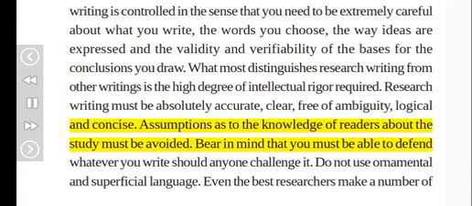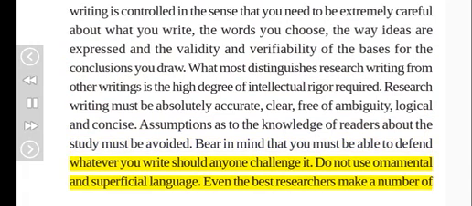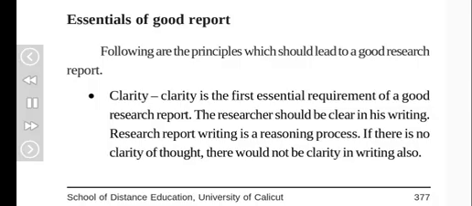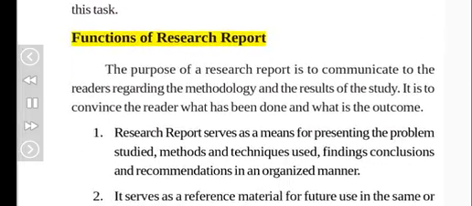Assumptions as to the knowledge of readers about the study must be avoided. Bear in mind that you must be able to defend whatever you write should anyone challenge it. Do not use ornamental and superficial language. Even the best researchers make a number of drafts before writing up their final one, so be prepared to undertake this task.